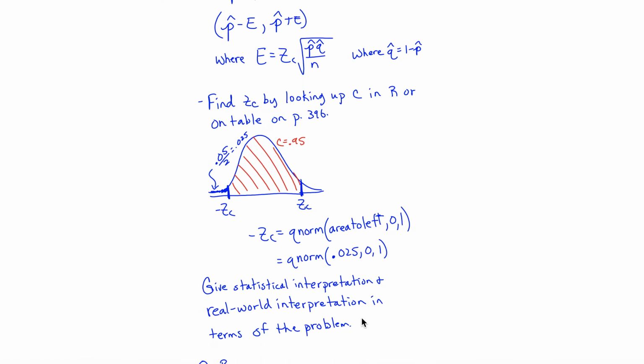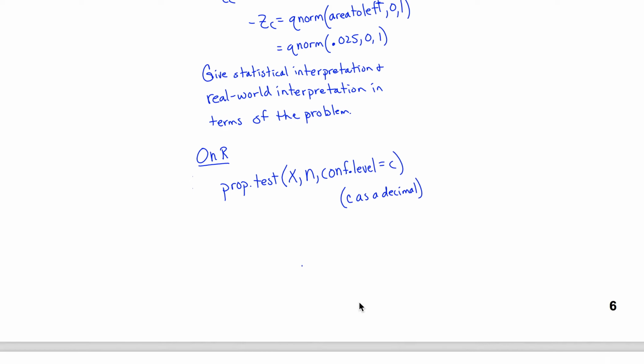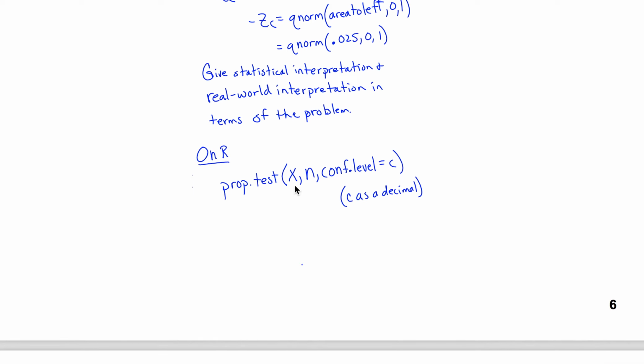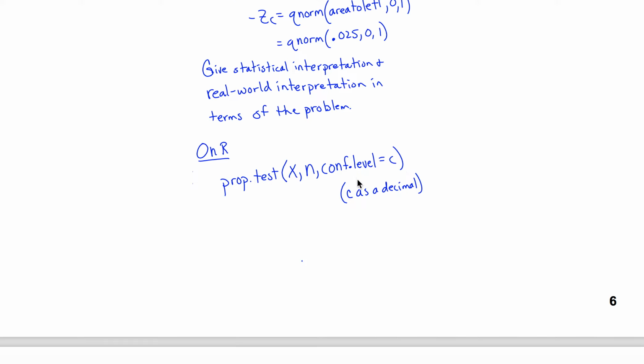You would actually do prop.test, put in your X value, which is how many successes you saw, put in your N value, which is how many people you tested, and then you do conf.level equals C, and you put in whatever C value you're going to have. So if you're doing a 95% confidence level, you type in 0.95. If you're doing a 99%, you type in 0.99. So you always type your C in as a decimal.